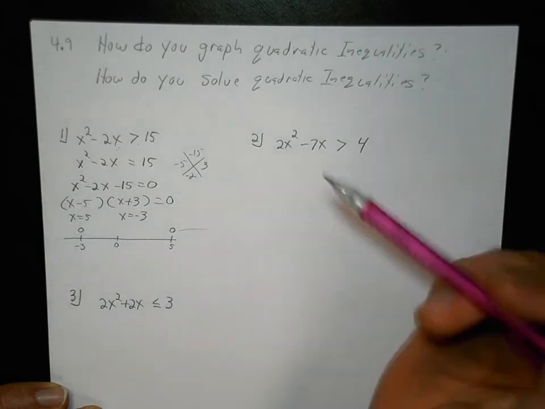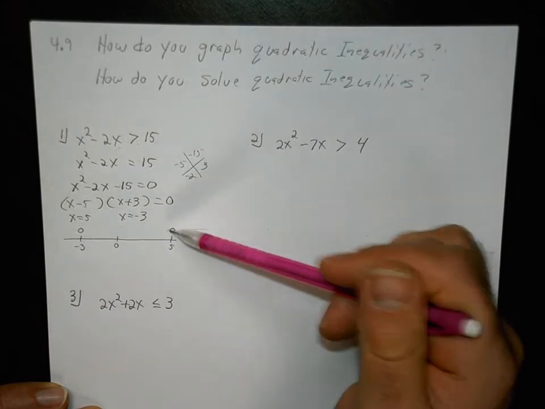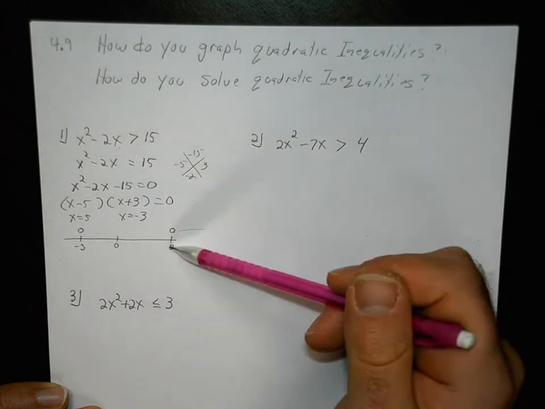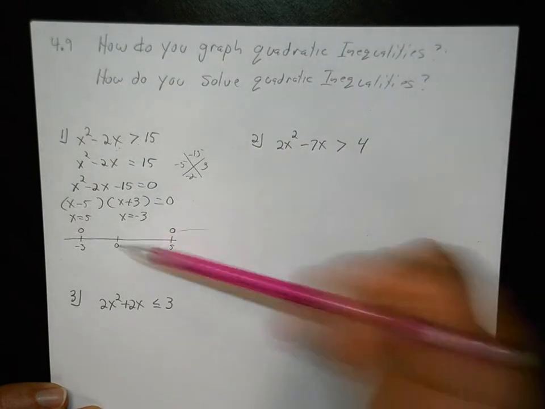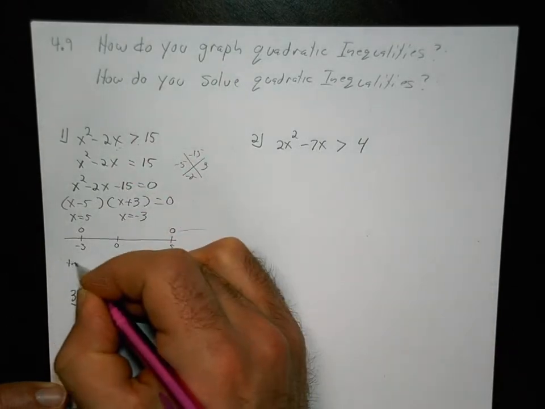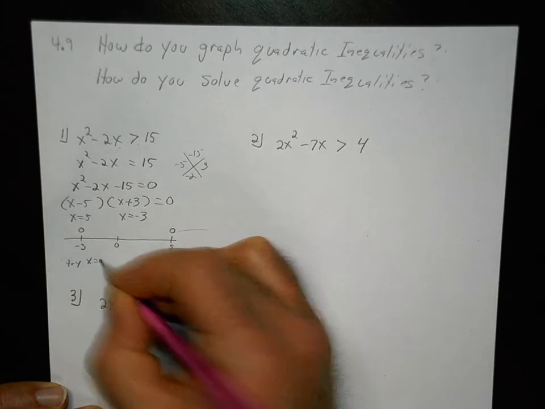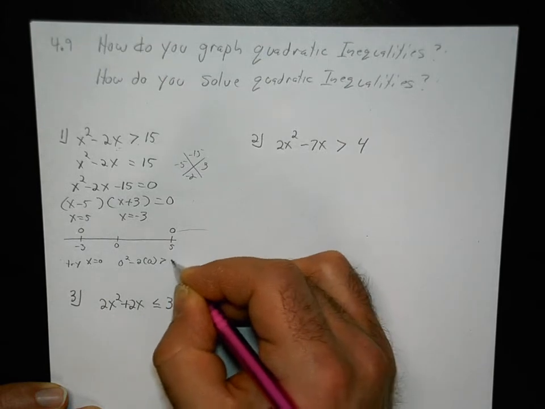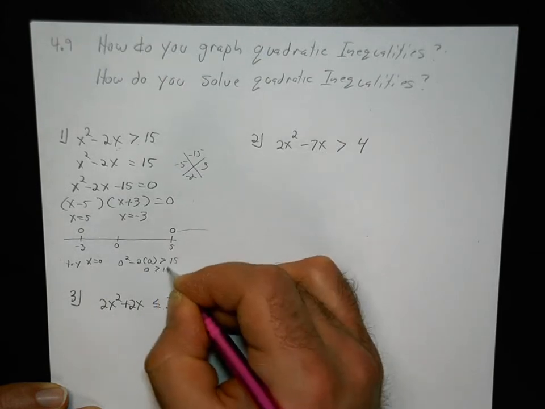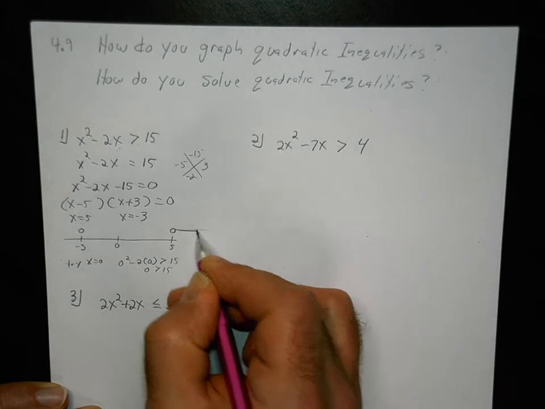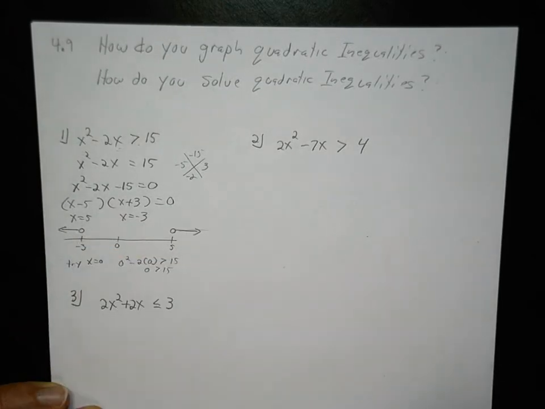All we have to do is test a point, and I always test a point in between. Pick a number between negative 3 and 5 and test it. What do you think is the easiest number to test? It'd be 0, so let's try 0. Then I'd get 0 squared minus 2 times 0 is greater than 15. Is 0 greater than 15? No. Therefore my solutions are here and here, outside of that.